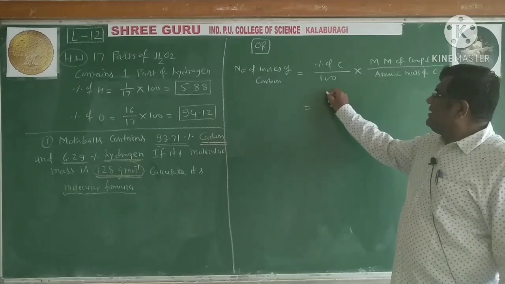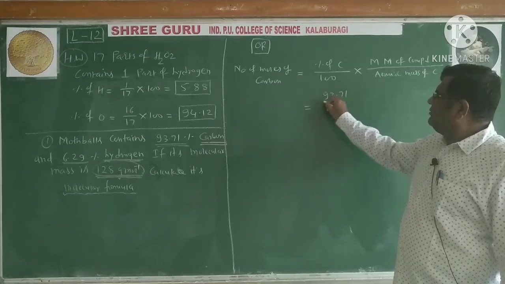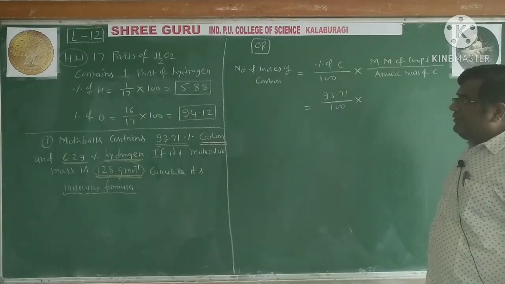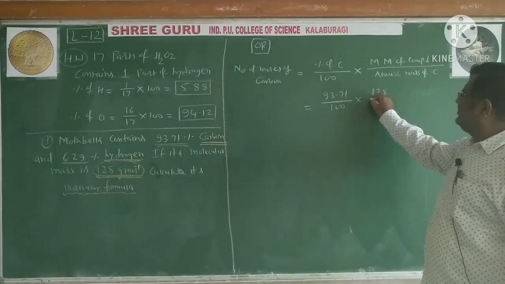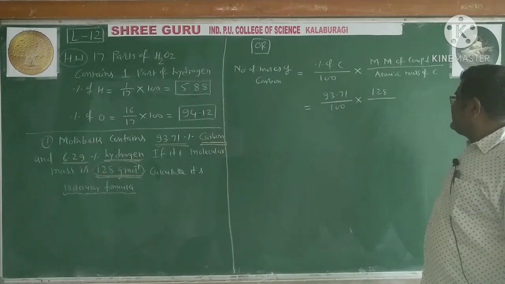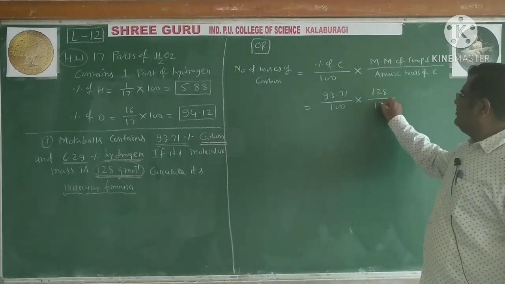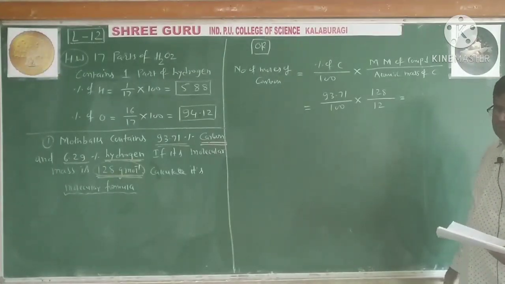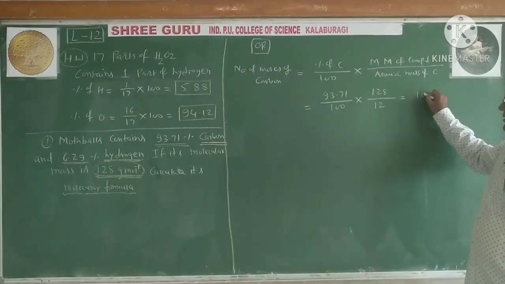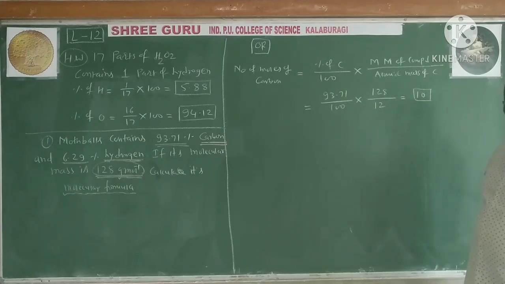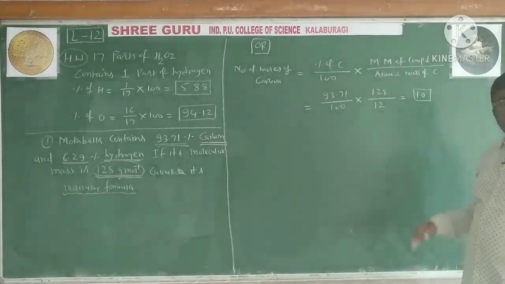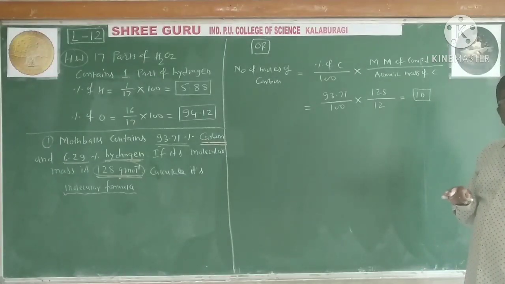Percentage of carbon is 93.71 divided by 100. Molecular mass is 128 and atomic mass of carbon is 12. You just solve this and we get 10. If we get 9.99, we can round it off to 10, because the number of atoms of carbon cannot be 9.99. It has to be a whole number.